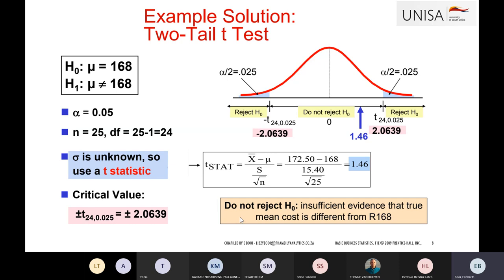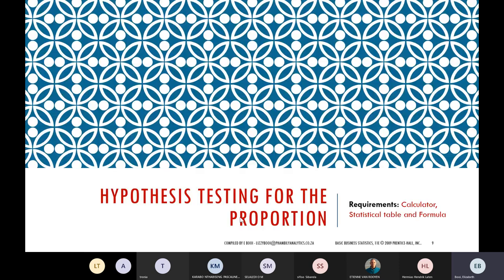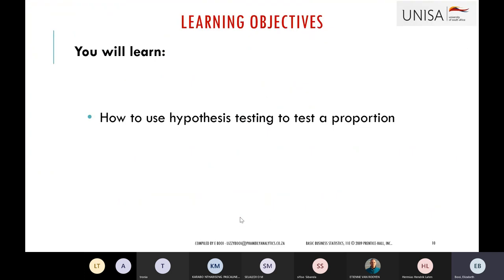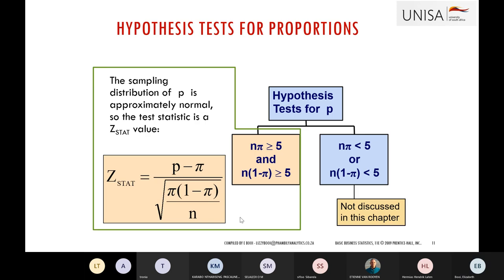So the same concepts we're still going to continue with today when we do hypothesis testing for the proportion. By the end of the session, you should be able to test the hypothesis for the proportion. When we do hypothesis testing for the proportion, we still need to remember all those six steps of hypothesis testing.